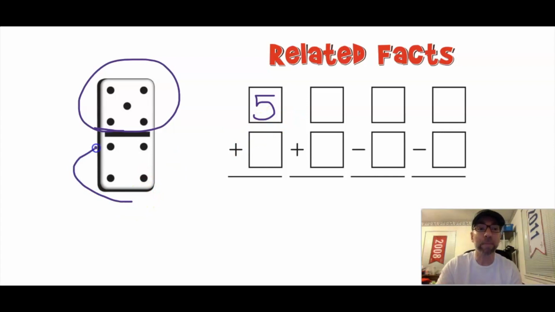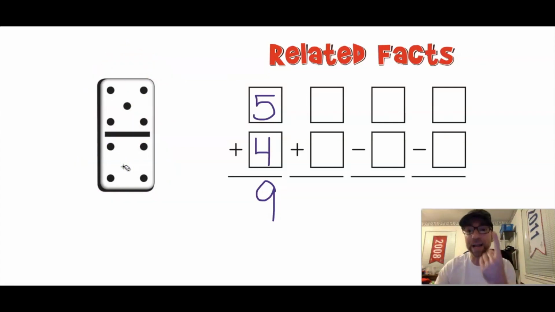Underneath, on the bottom of my domino, how many dots do you see? 4 of them. So now I have to figure out what's 5 plus 4. I can use my mind, I can use a math strategy, or I can count every single dot to find the answer. 5, 6, 7, 8, 9. So my answer is 9. We have now written one of our facts that goes with the domino.